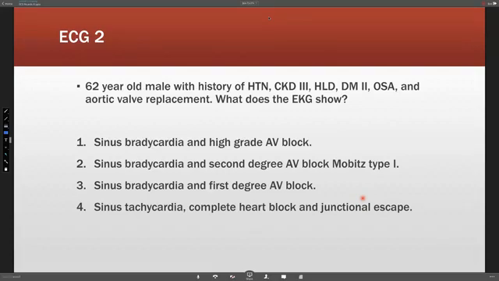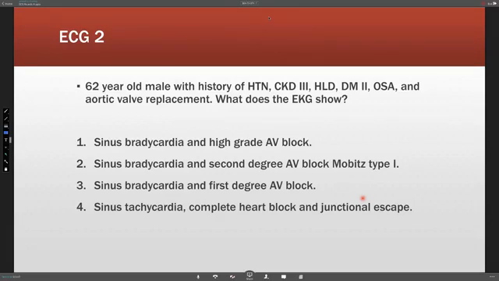Any questions about this case? Any comments, Khalid or Fathi? So Yousef, again, how do we define high-grade AV block? What's your definition of high-grade AV block?